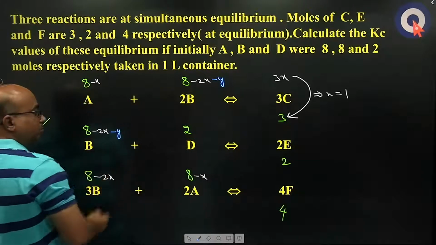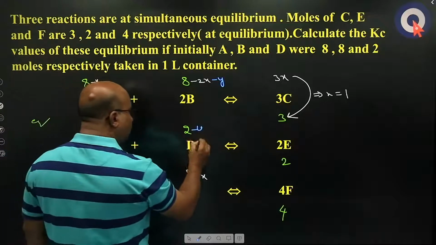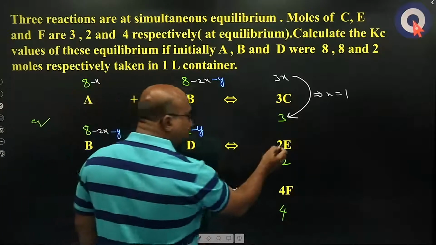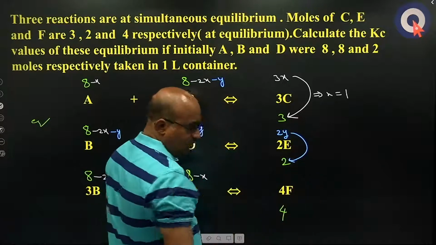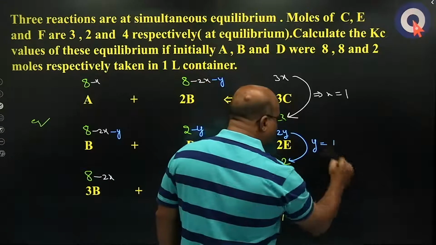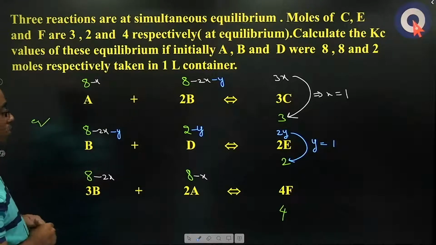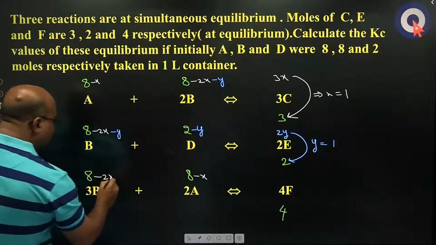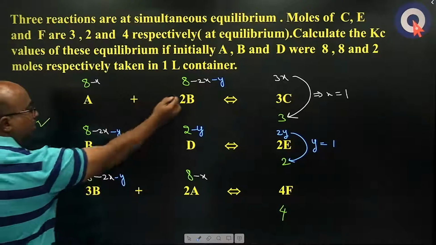Here, how much of D has to react? Their ratio is 1:1, so this is also Y. How much of this should we form? 2Y. That means 2Y is equal to 2, so the Y value is also equal to 1. Now here also you can say this is Y. So the B at any equilibrium should be the same.